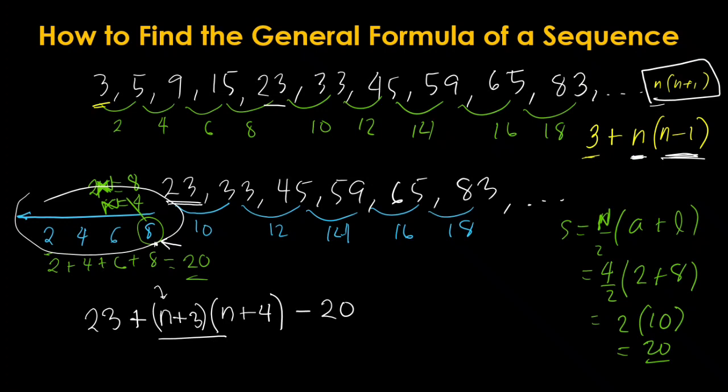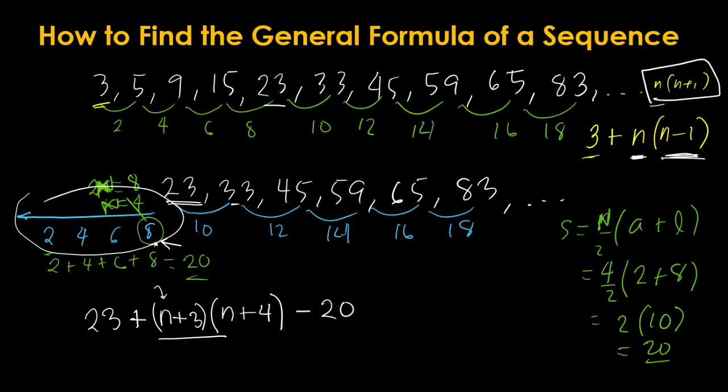Okay, we can check it out. When your n is 1, this is 4, this is 5 here, this is 20. 20 minus 20 is 0, and this is 23 for the first term. And when your n is 2, it's going to be 5, this is 6, 5 times 6 is 30, minus 20 is 10, so 23 plus 10 is 33. We get the correct terms.